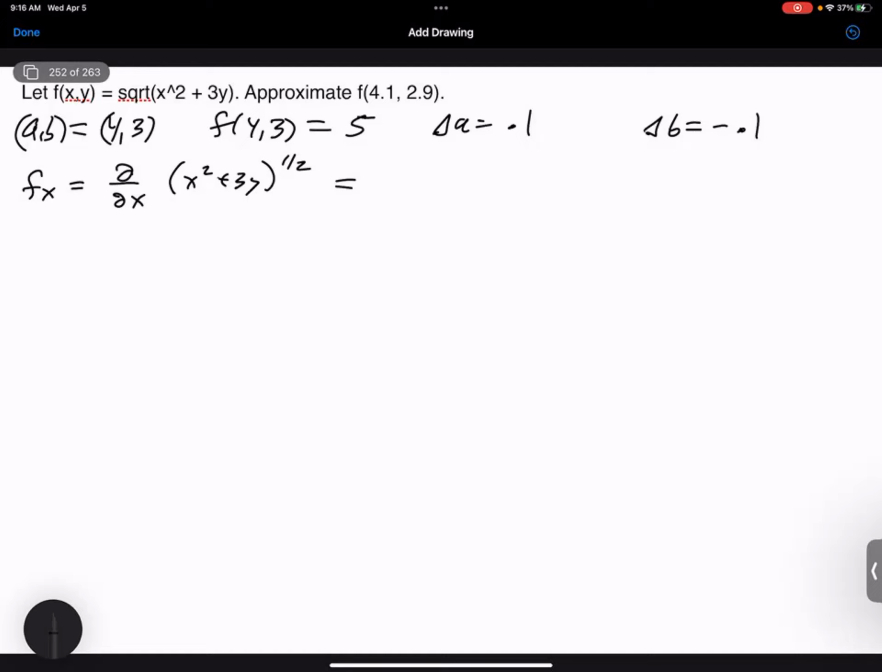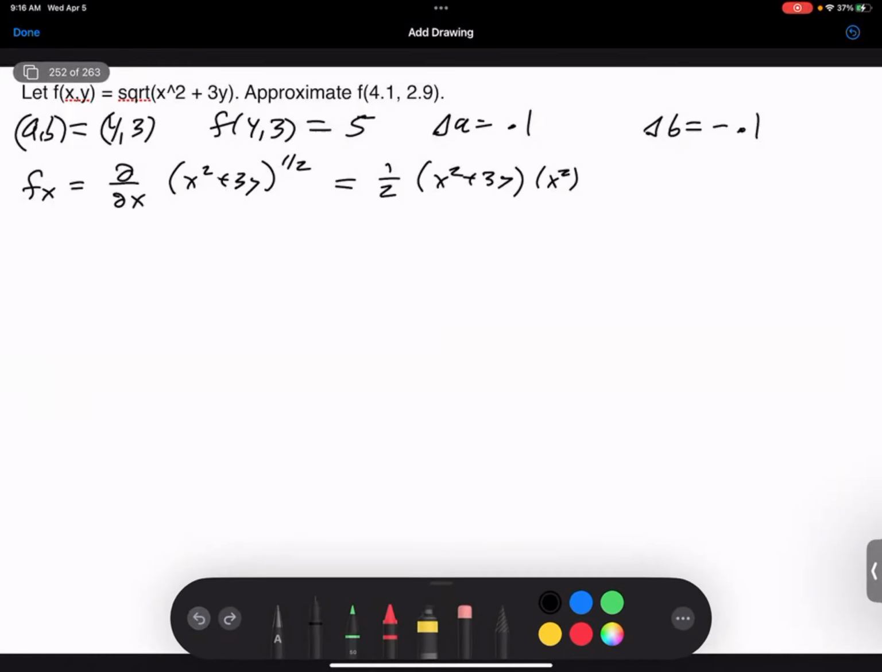So I would just have 1/2 times x squared plus 3y, and then we need the derivative of x squared. What's the derivative of x squared with respect to x? 2x. And this is really bad notation, which is what I just did here. And so I want to erase that. That was horrible notation. Why was that bad notation? Well, one is I forgot the exponent. This should be minus 1/2.